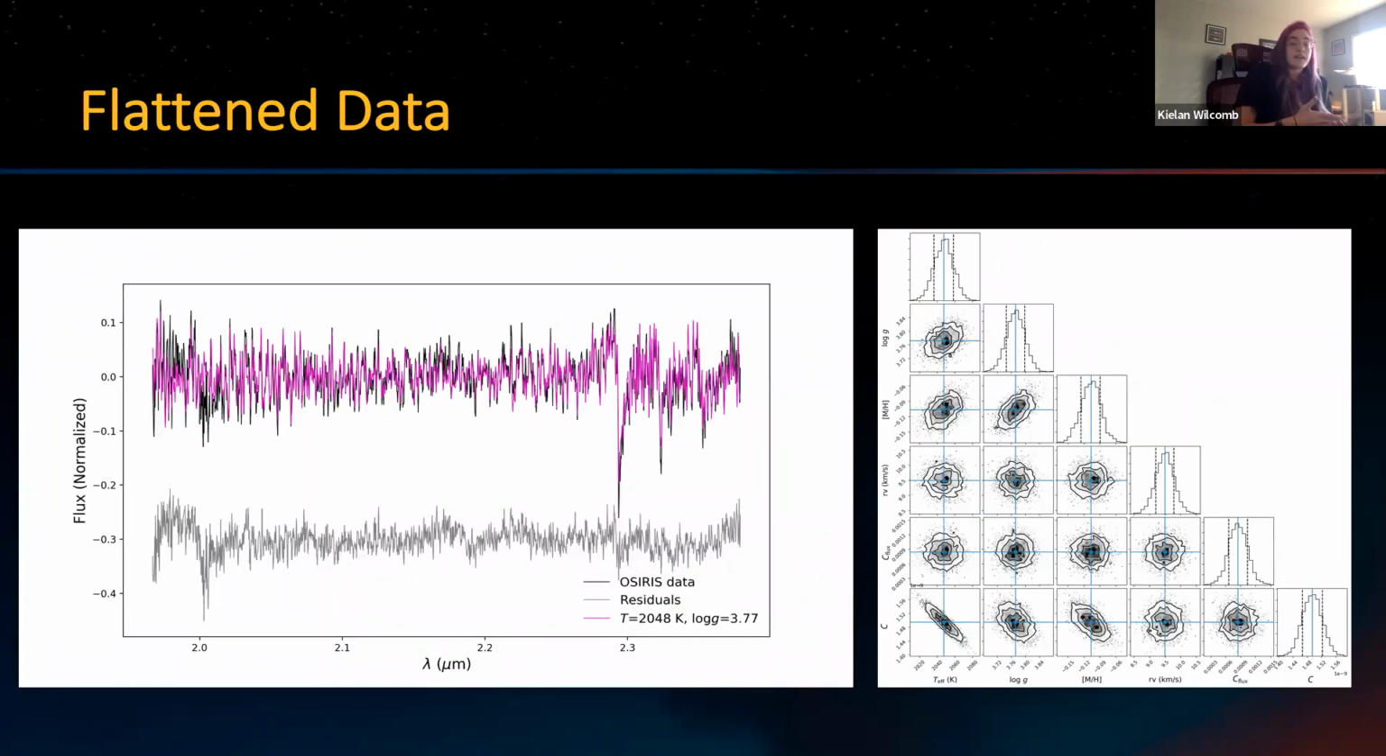Next, we flattened our data by removing the continuum to be rid of those telluric errors from before. The best fit effective temperature was 2048 Kelvin, a log g of 3.77, and a metallicity of about -0.11, which seemed like a great fit. The priors to the right also look pretty decent.